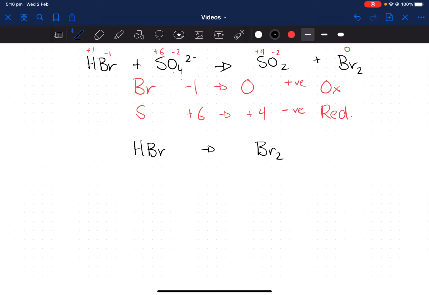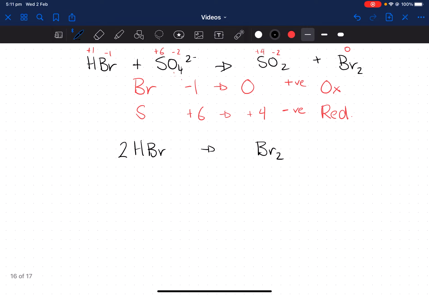Br2. What we need to do to balance this, number 1, first step, is balance anything that is not hydrogen and oxygen. So in this case, we've got 2 bromines on the right-hand side, so we need to put a 2 in front of the bromine on the left-hand side. Easy enough, that's normal balancing. But now we have this problem where we've got 2 hydrogens on this side that do not appear on this side. So this is when we're going to start adding things in.